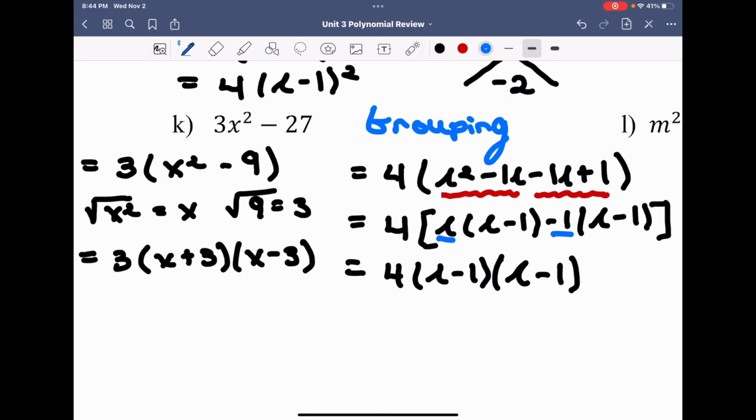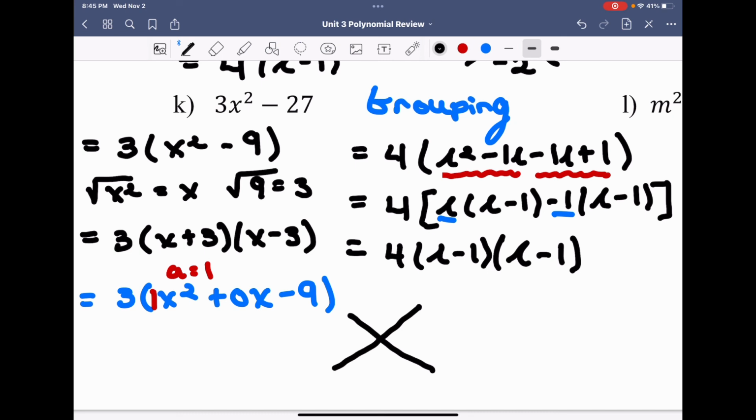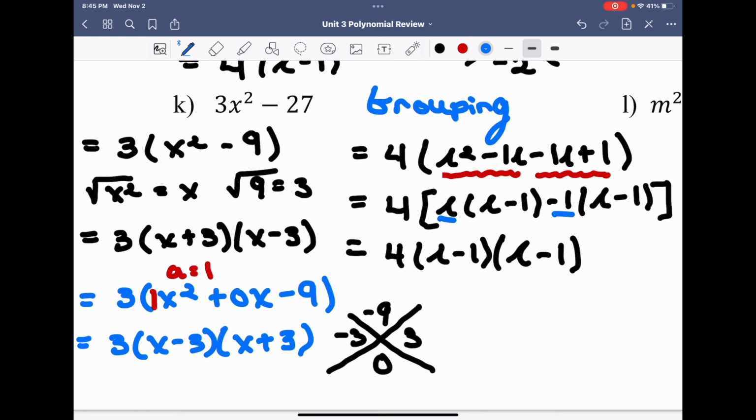Now, another way you could show this, if you wanted to, was to say this is equal to 3x squared plus 0x minus 9, and factor this like a regular trinomial. You know a would be equal to 1, and you need two things that multiply to make negative 9 and add to make 0. That's negative 3 and 3. And as soon as I have my two numbers like that, I can say this is equal to 3, x minus 3, x plus 3. I can throw them into my two factors.